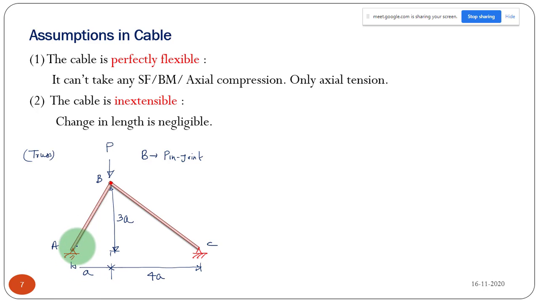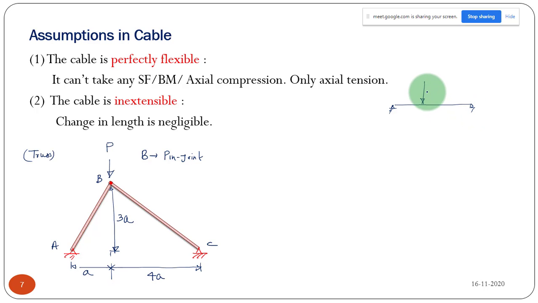So what is the reaction? Can you tell me what is the vertical reaction at A and C? What will be the vertical reaction? We can use the equilibrium equations. Vertical reaction VA plus VC is equal to P. What will be the proportion of VA and VC? You may be knowing this simple case. No need to use any equations.